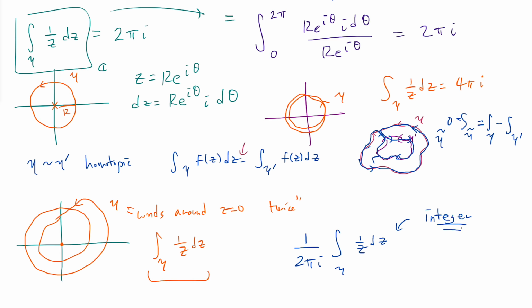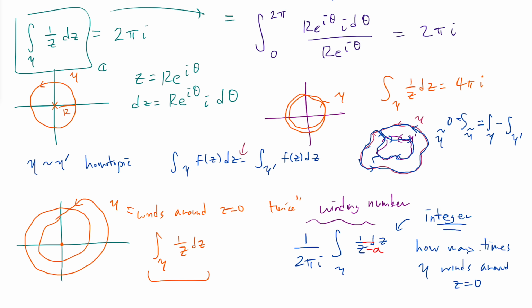This is not an obvious fact, but hopefully some of the intuition is here. This happens to be an integer, and it captures how many times gamma winds around z equals 0. And this is called the winding number. You can obviously translate this: you can change z to z minus a here, and then it captures how many times gamma winds around z equals a. So I think it's good to keep in mind that these sort of things exist. Again, we're not going to deal with too many pathological paths in this video. We're just going to assume things are quite nice, but this is a true fact.